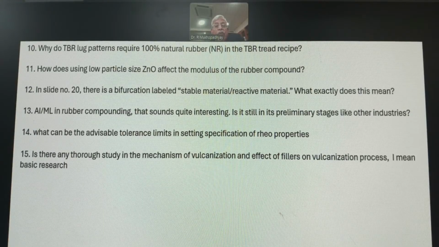Is there any thorough study on the mechanism of vulcanization, the effect of failures, the vulcanization process? Yes, there are a lot of studies. In my thesis we have done high temperature vulcanization of elastomers in the 75, 80s. A lot of data is available, a lot of papers published in Rubber Chemistry and Technology. You can go through that. In RCT, there is a complete review. Several reviews have come out about this.